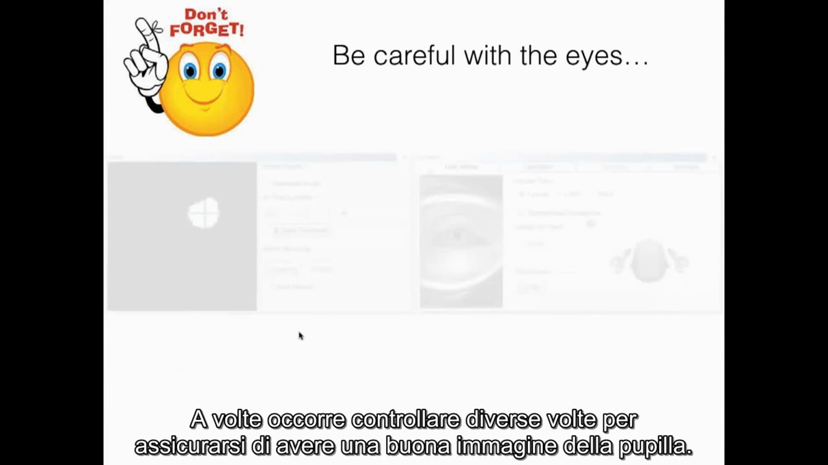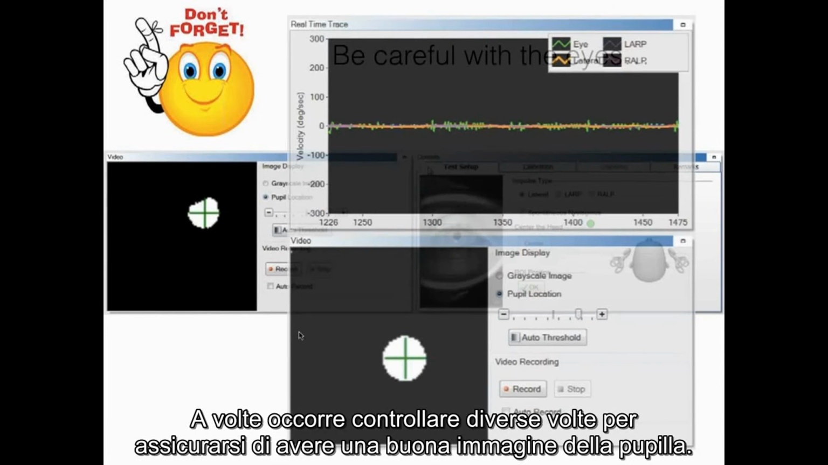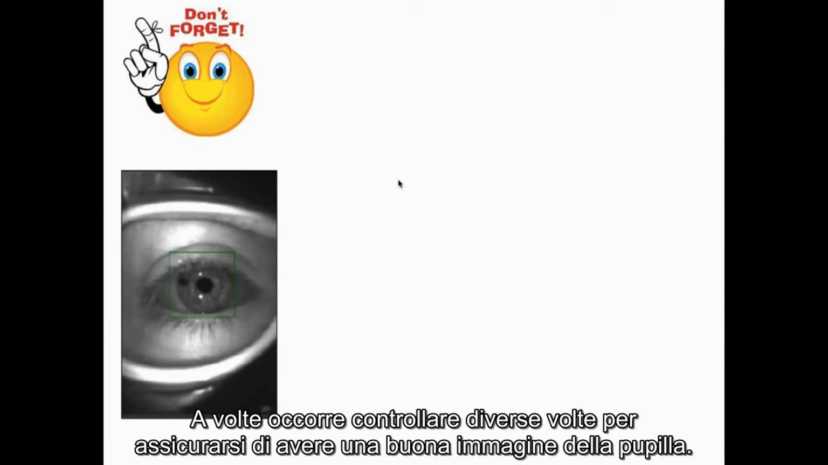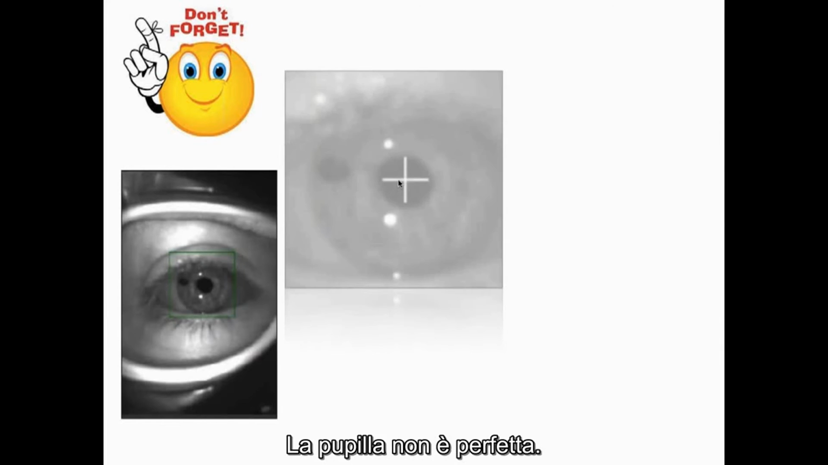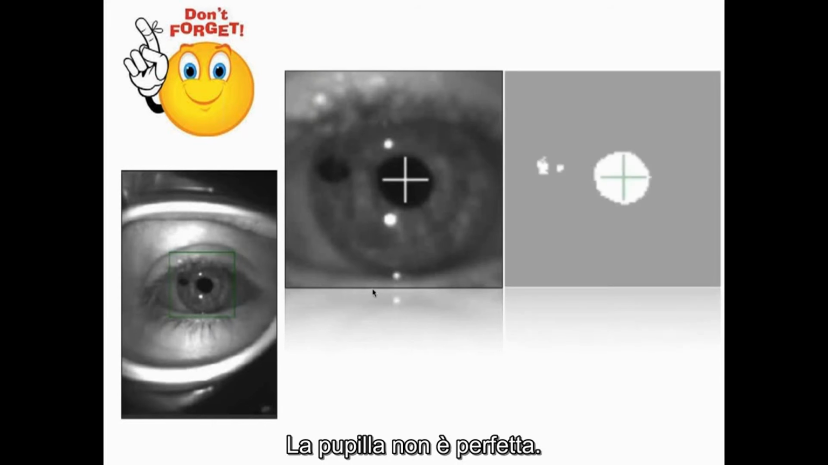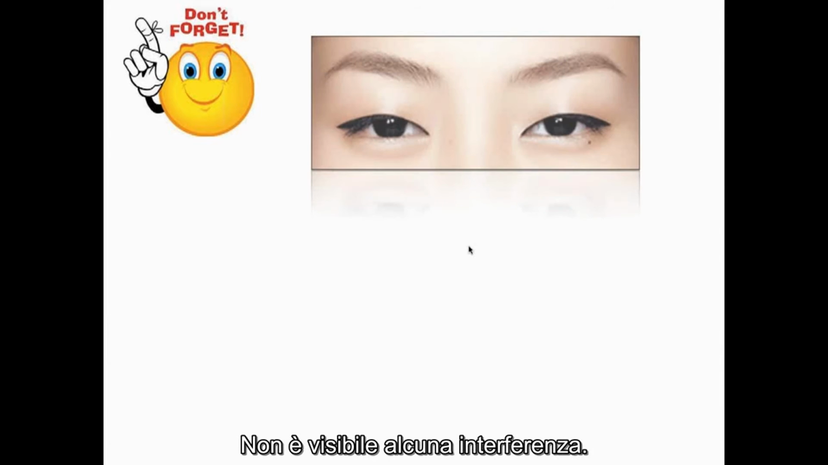Sometimes you should take some of your time to make sure that you have a good image of the pupil. For example, this one is not a good pupil. The pupil is not perfect here. So this one is a very good pupil. You see no interference at all.